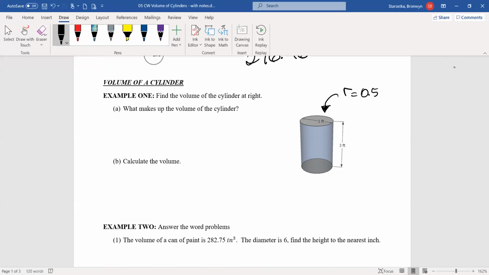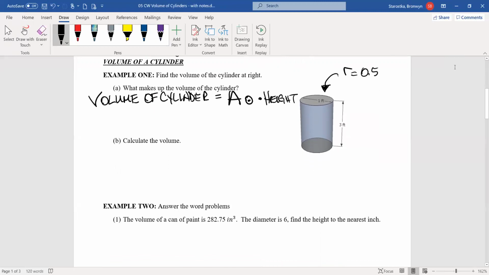All right, so here we go. Volume of a cylinder. This is your formula. Area of the circle times the height. Just like the volume for a prism, it's the area of the base times the height. How many of those bases do you have? And so what makes up that?